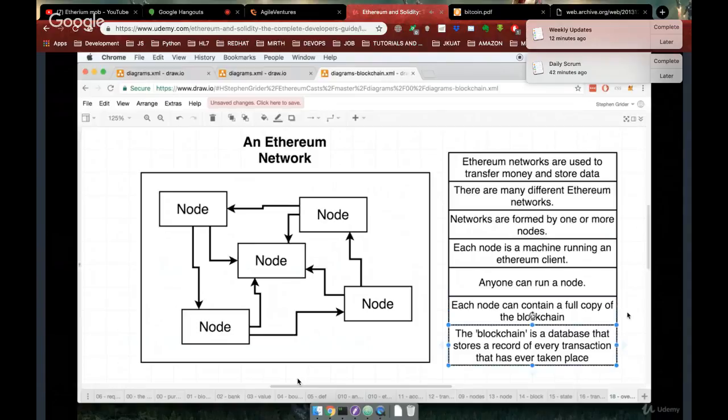So for right now, let me give you a very basic description of the blockchain. We can think of the blockchain as being like a database that stores a record of every movement of money between different parties. And it's also where we store data. Again, the key thing to keep in mind here is that the blockchain can be considered to be a simple database and nothing else. All right, so that's our first taste of what an Ethereum network is.